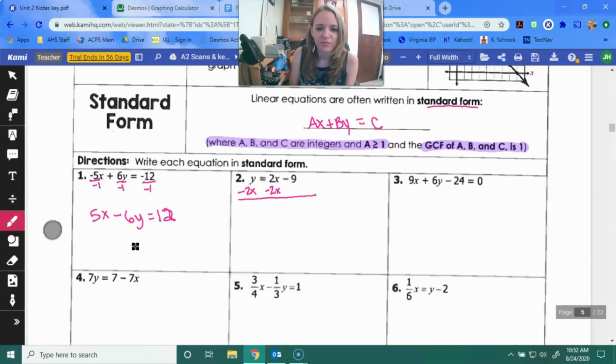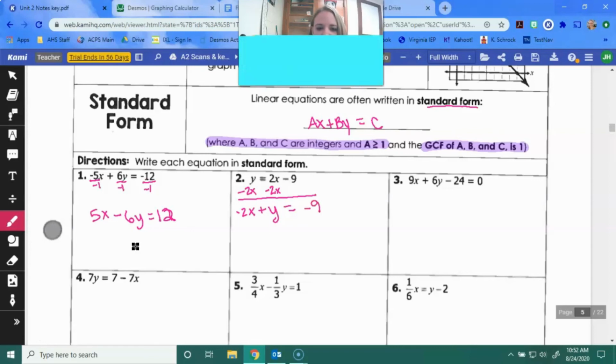And then since x is in front, negative 2x will be out front, and then plus y. y has no symbol, therefore it's positive. And then what's left over here is minus 9. Now that I'm in the x, y, and then constant form, I'm going to check these conditions. Is a greater than or equal to 1? Nope. It's negative, so we're going to have to do the same thing again.